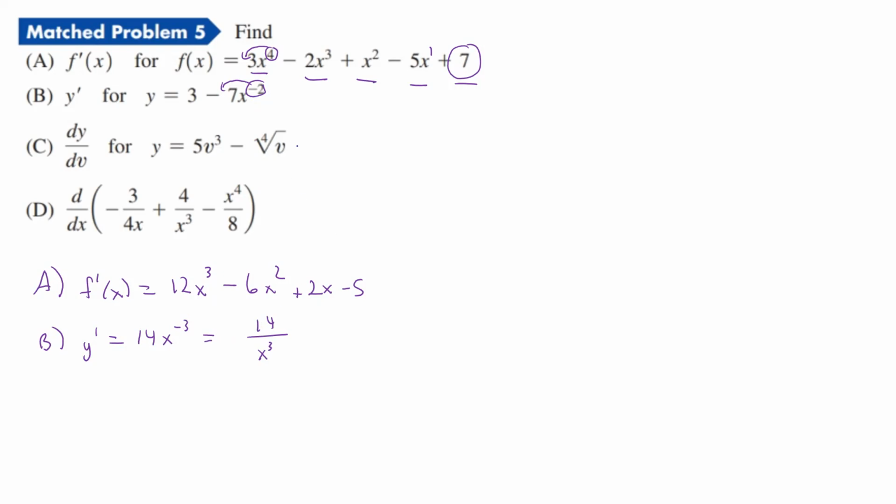What about this one? Well, this one we're going to have to rewrite. That's going to have to end up being 5v cubed minus v to the 1/4, because that's the fourth root of v, so it's going to be to the 1/4. And so if we do that, let's go ahead and do that up here, or that's a c rather.